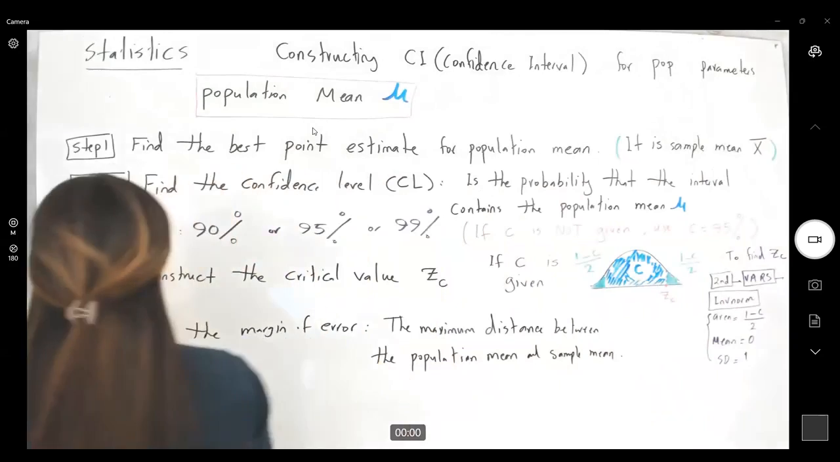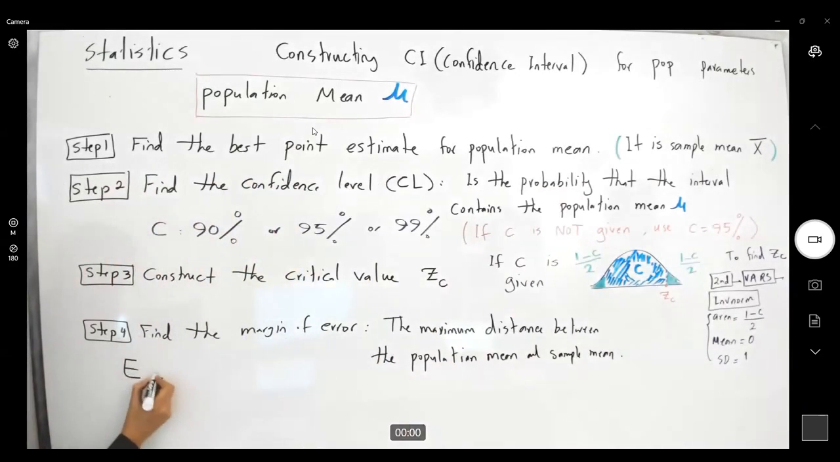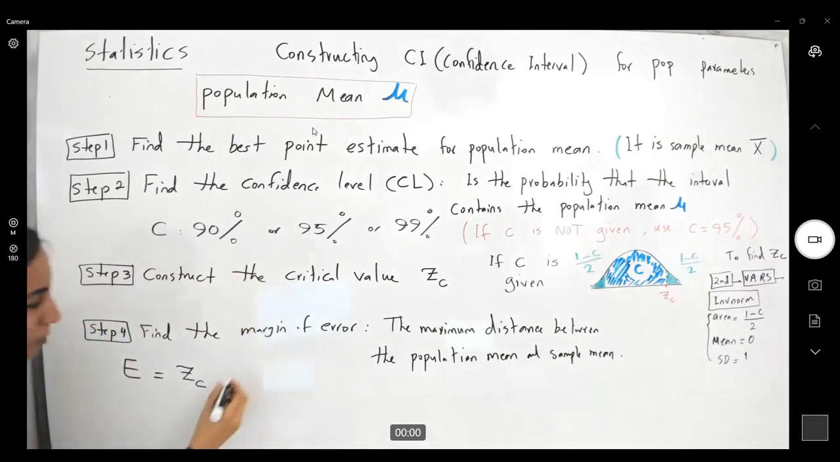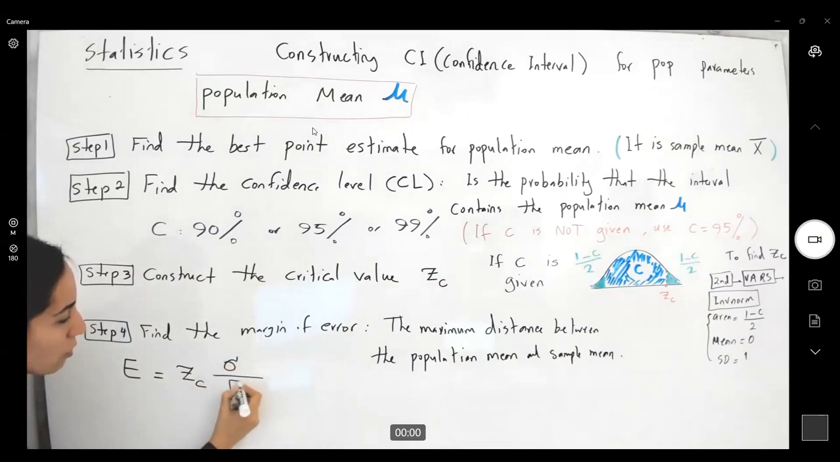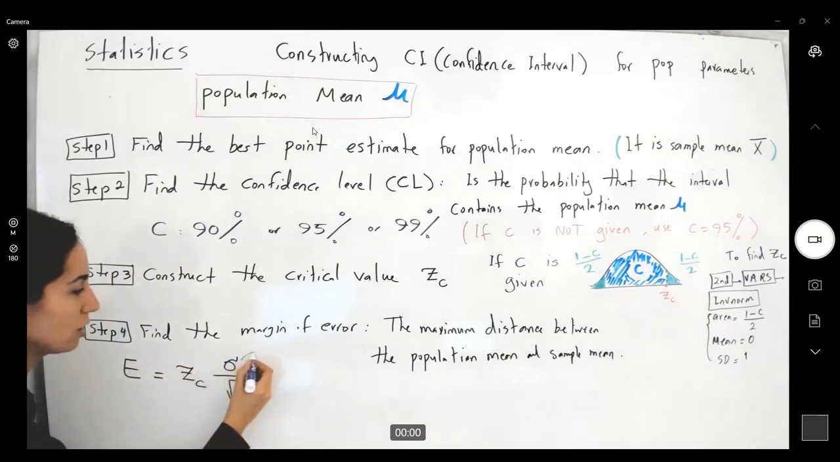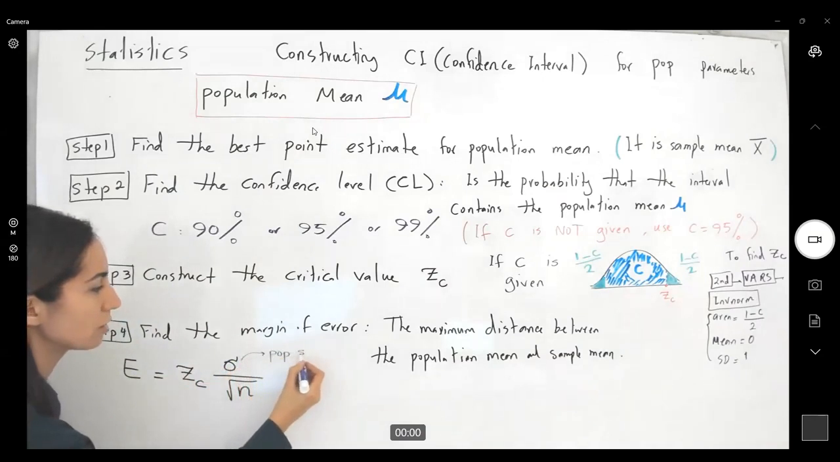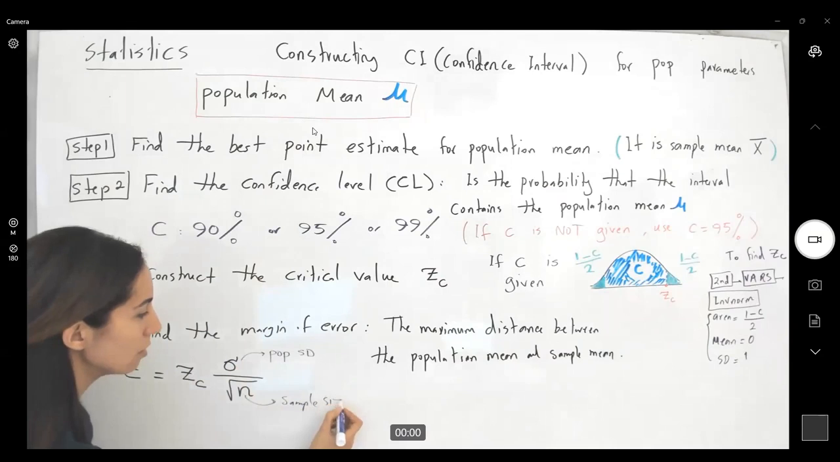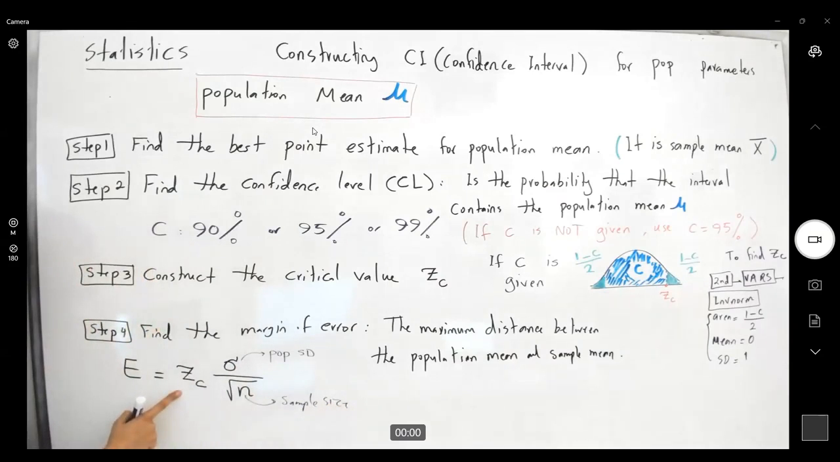So the margin of error, E, is Z sub C, the critical value that you found in step 3, times sigma divided by square root of n. Very good. Remember that sigma is the population standard deviation. So this is population standard deviation, and n is the sample size. Remember that you found Z sub C, this positive number, from step 3. This is a positive number.